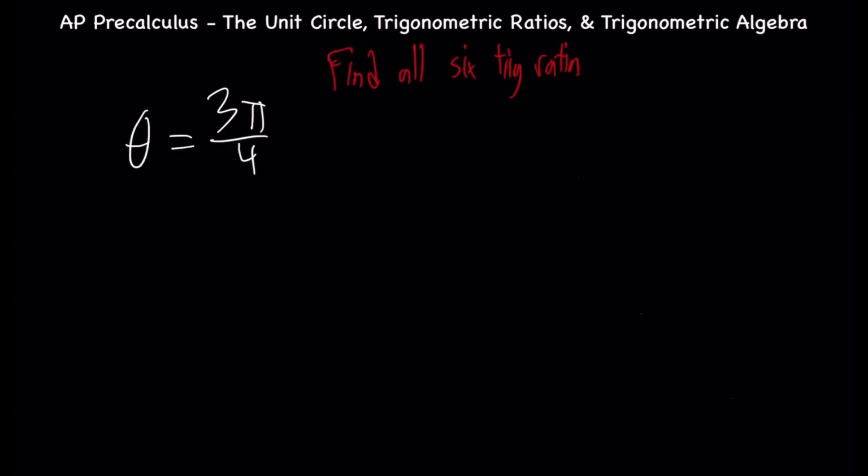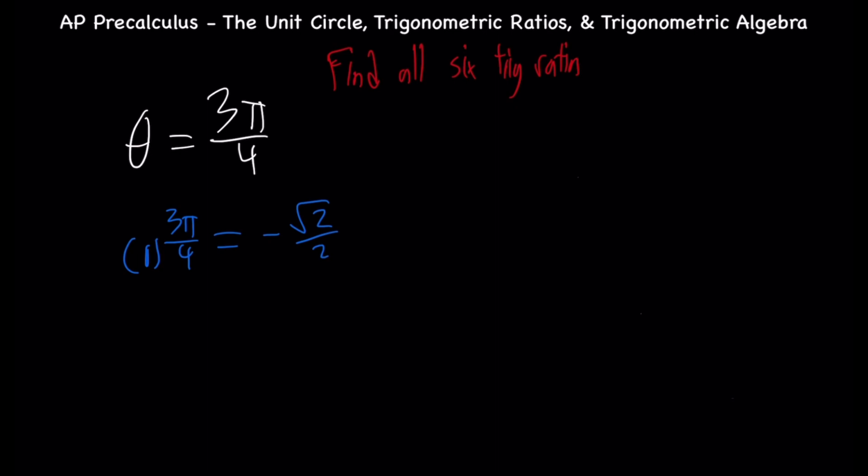So say we know that theta is equal to 3 pi over 4. Now we want to find all 6 trig ratios. We're talking cosine, sine, tangent, cosecant, secant, and cotangent. So let's find the easiest first, cosine and sine. So cosine, let's color code this a little bit actually. Cosine of 3 pi over 4, which is just 135 degrees, is equal to negative root 2 over 2.